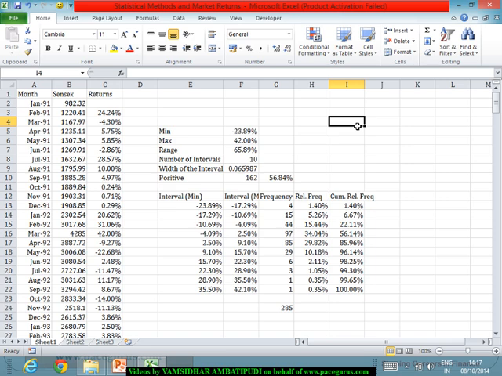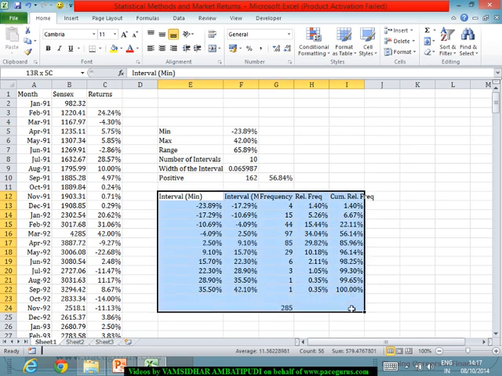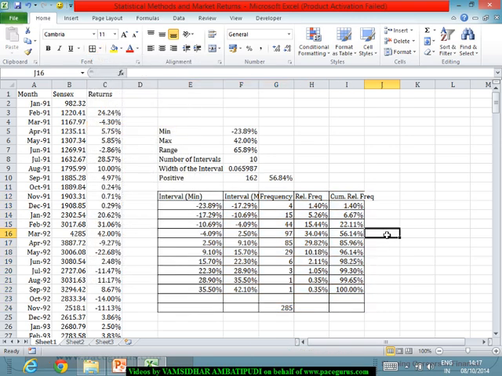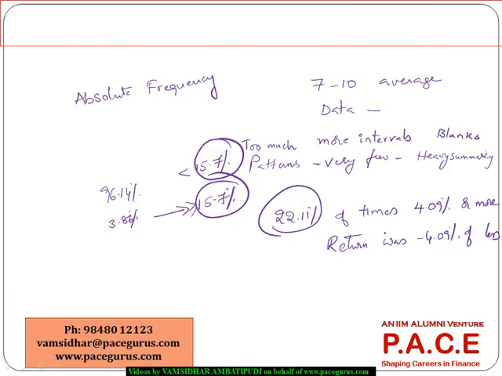So this is what I can typically look at as a frequency table. I would see the intervals, and corresponding to each interval I am looking at the frequency, the relative frequency and cumulative relative frequency. So this entire thing presented in a tabular format is what we call the frequency distribution representation.